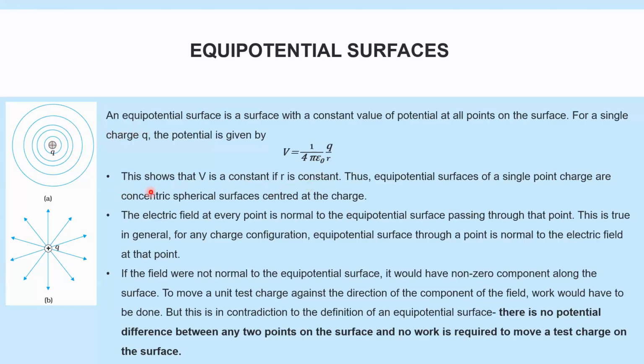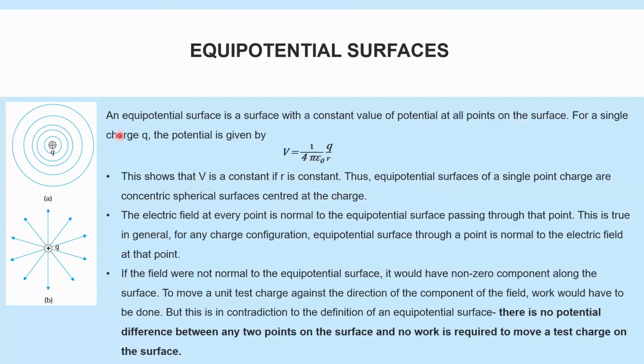So if R is constant at this point, at this point, and at this point, then V will be constant. That is why we can say that the potential depends on the distance between the point that we are calculating the potential at and the charge present over there. So that is constant. We can say that the equipotential surfaces of a single point charge are concentric spherical surfaces centered at the charge.